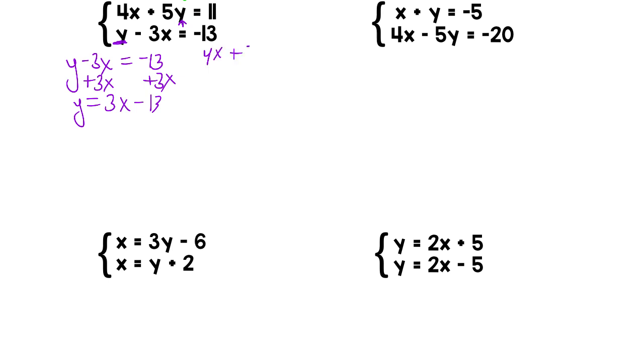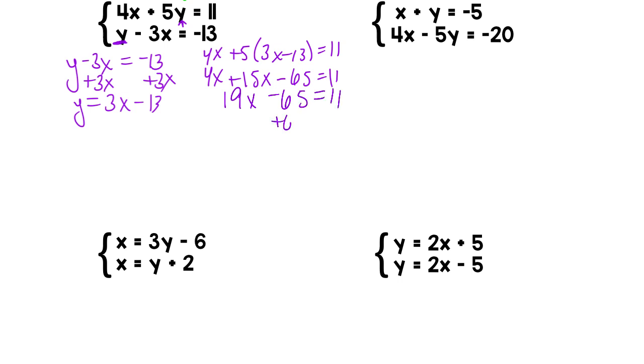So 4x plus 5 times (3x minus 13) equals 11. We distribute: 4x plus 15x minus 65 equals 11. We combine like terms. 19x minus 65 is 11. We add 65 to each side. 19x equals 76. If we divide everything by 19, x is 4, I think. Yep.